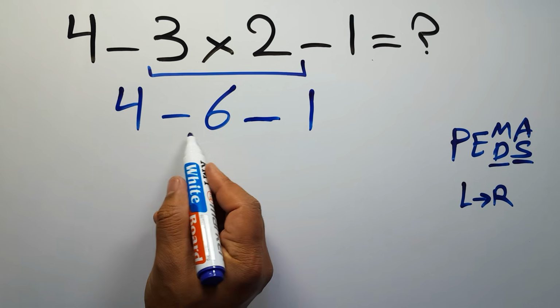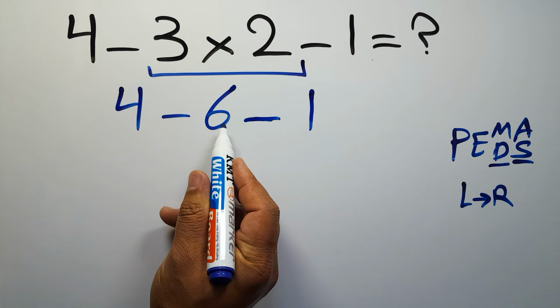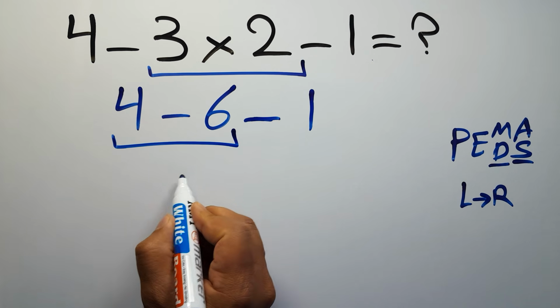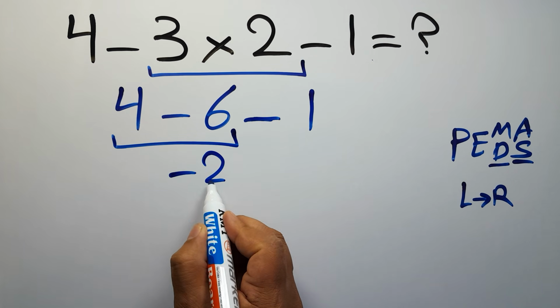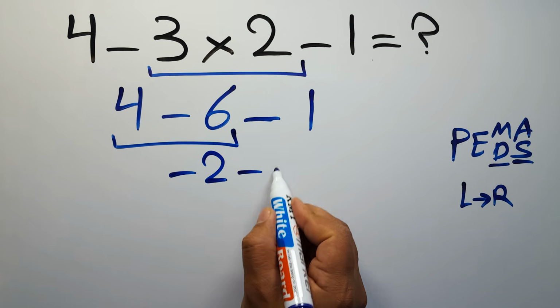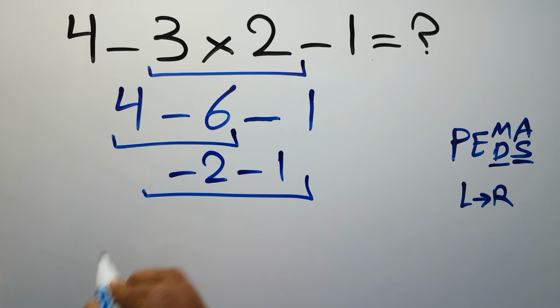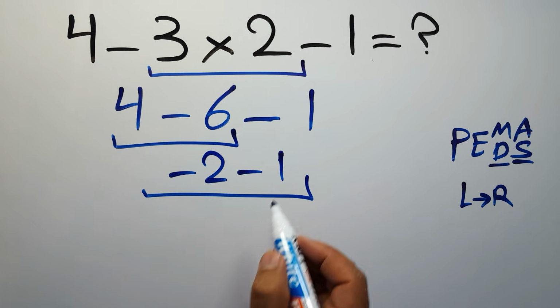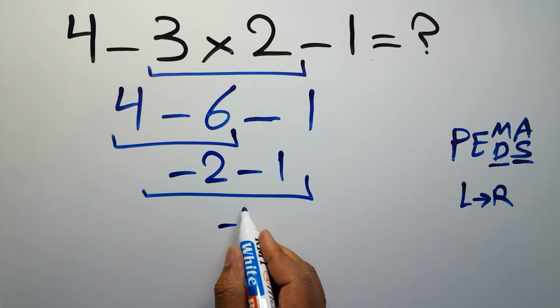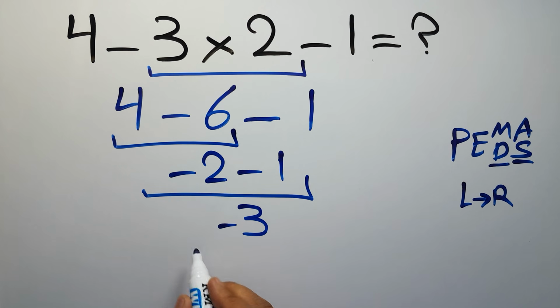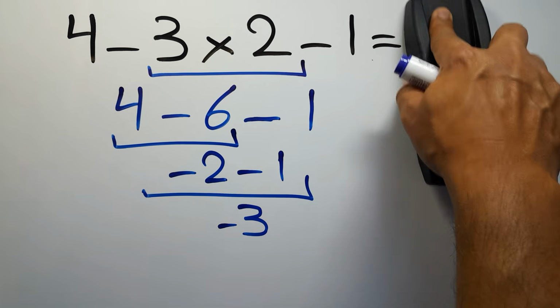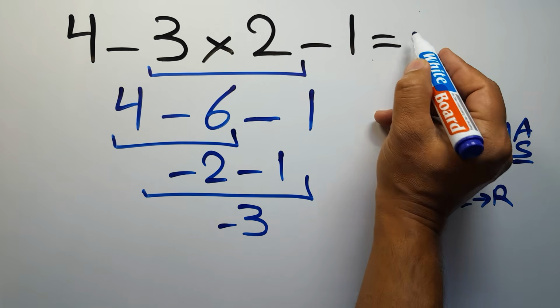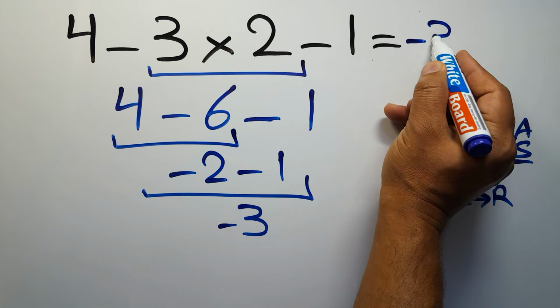Now we have to do this subtraction. 4 minus 6 gives us negative 2. So we have negative 2 minus 1. Negative 2 minus 1 gives us negative 3. And this is our final answer to this problem. The correct answer is negative 3.